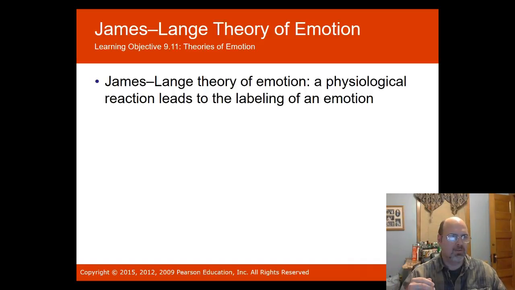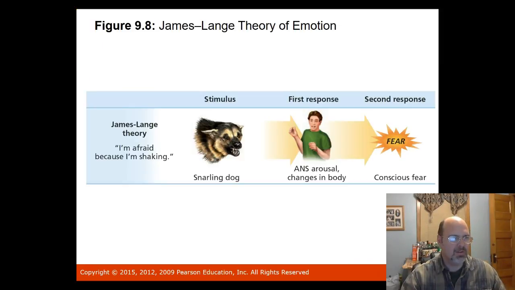Okay, so the James-Lange theory was created by William James, 1884. He's also the one who came up with the functionalism theory. And Carl Lange shortly afterwards had a really similar theory. They just kind of combined their theories. But it is based on this: I see a snarling dog, and so first I have physical arousal, changes in my body. Oh my God, I'm in danger.